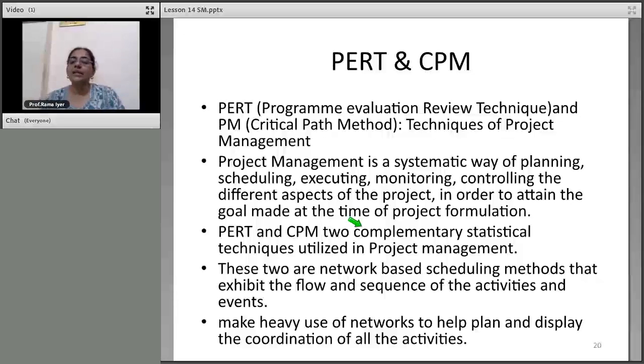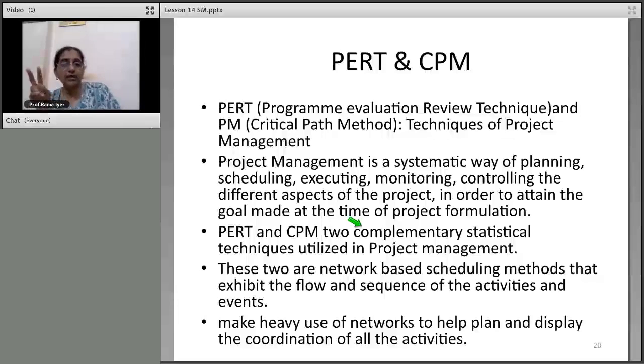Now, PERT and CPM, Program Evaluation Review Technique, and Critical Path Method, are two methods used for project management. They are complementary. It's not like you can use either one or the other. Both can be used. It is actually better if you use both. These two are network based scheduling methods that exhibit the flow and sequence of activities and events. That is what I told you. You have to do task 1, then task 2, then task 3, then task 4, then task 5. Then only you will reach the final, right? That is what we believe.